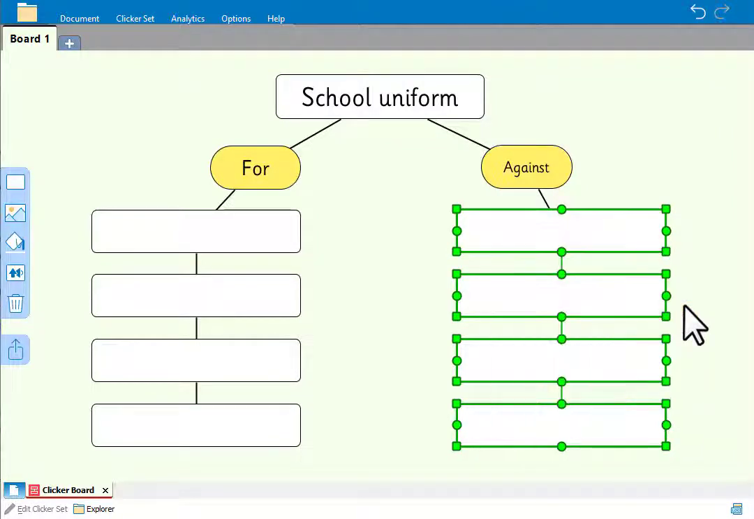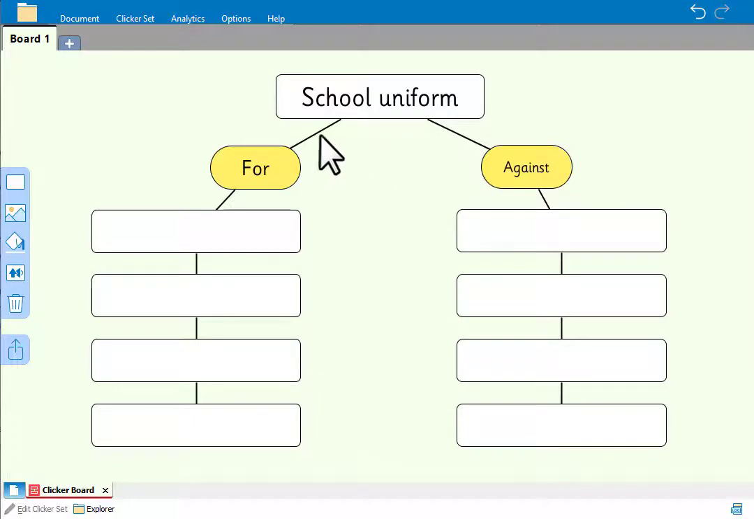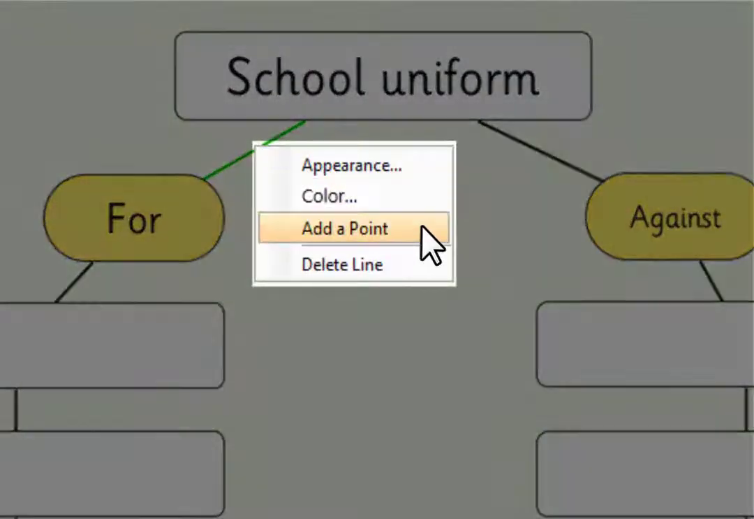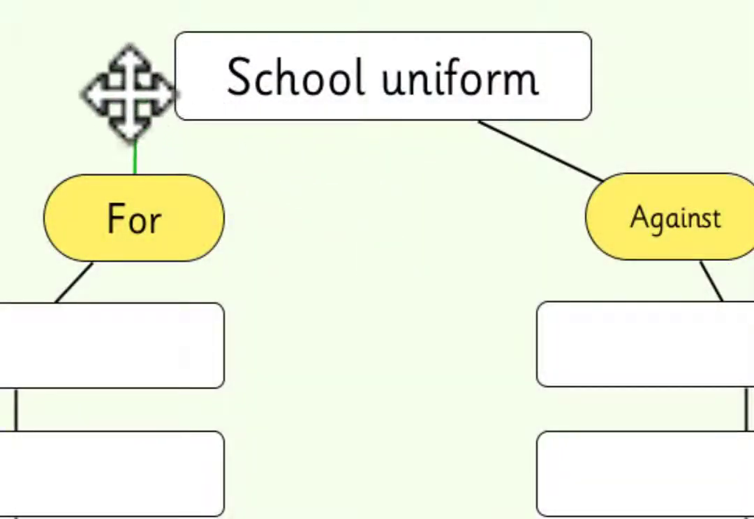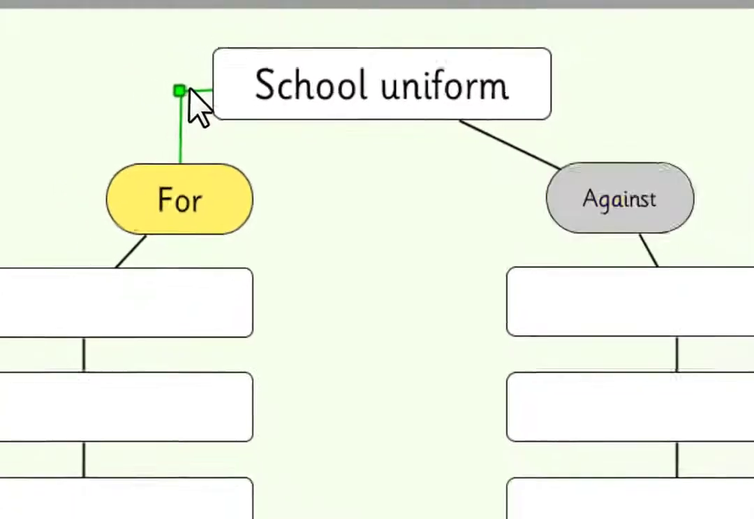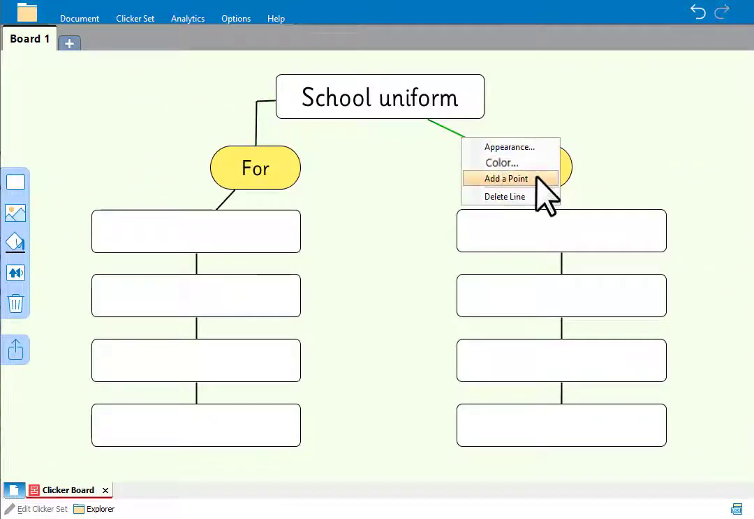If we right-click on any line, it gives us some options, such as changing the colour of the line, but also adding points to the line, which we can use to control where a line goes. These additional features help to create mind maps or planning boards that are clear and well laid out for learners.